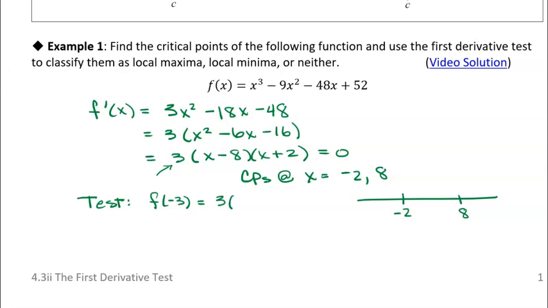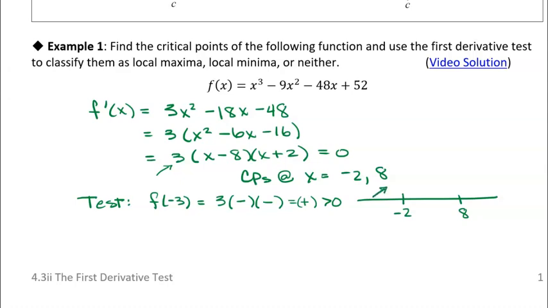So I'm taking 3 times, now -3 minus 8 is going to be negative, right? I don't really care that it's -11, but it's negative. And then if I put in -3 in this second factor, -3 plus 2 is also negative. Now take a negative times a negative and you get something positive, right? So it's equal to a positive, which is greater than 0.